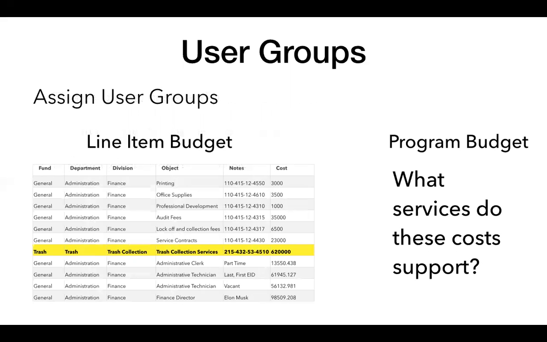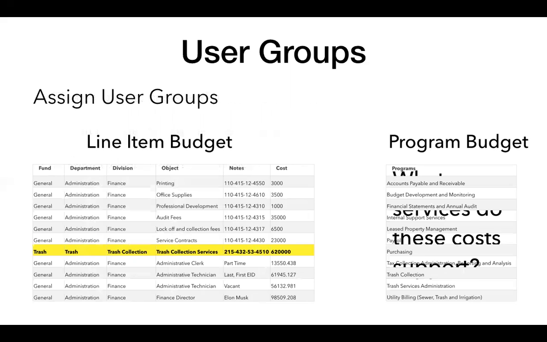So when we assign user groups, we take a look at the line item budget, and then we tie that to the costs that they support. So we've created the programs, and you can see those listed on the right. And then we have the line item budget. You'll notice that the department generally in this example is administration, with the division being finance. However, you'll notice that we have the one line item of trash and trash collection. You'll see under the program budget list that we have trash collection and trash services administration as programs.